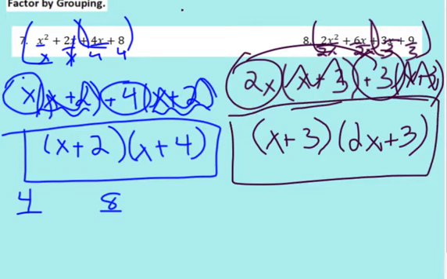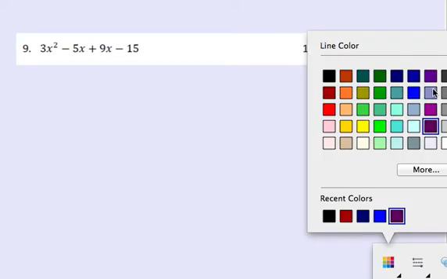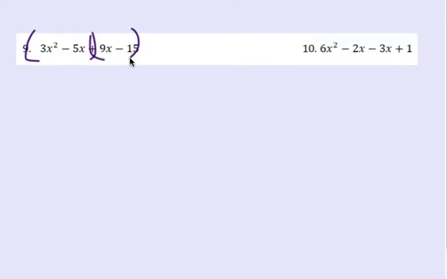So let's take a look at number 9. Again, setting up my group here. So when I make my group, what I'm going to do is I am going to make a group here, make a group here. So between 3 and 5, there's nothing I can divide out. So there's no numbers that we're going to take out. Between x squared and x to the first, I can take out an x to the first. So I'm dividing each of these terms by x.